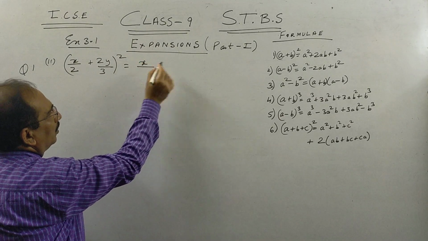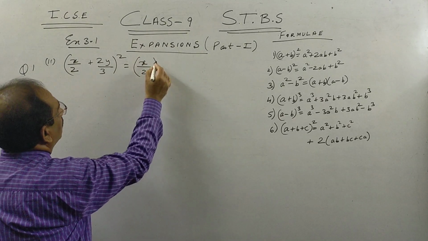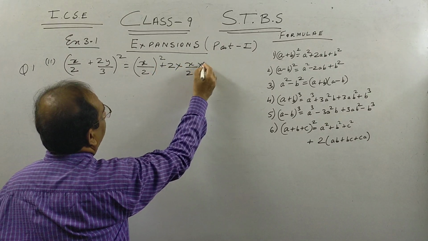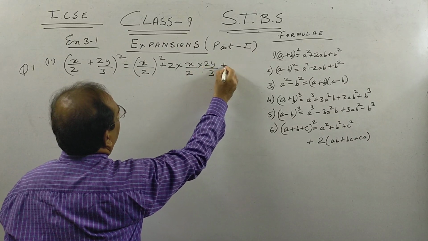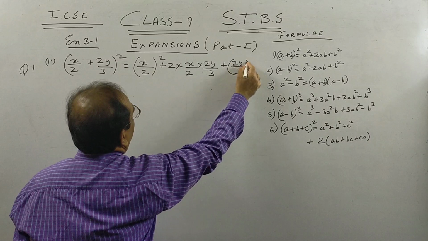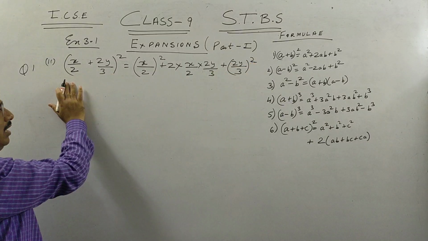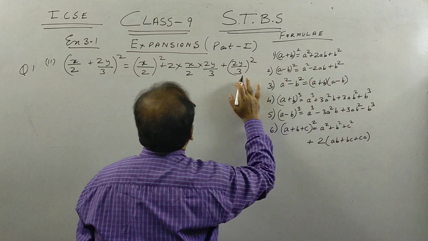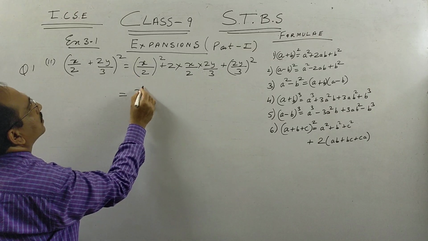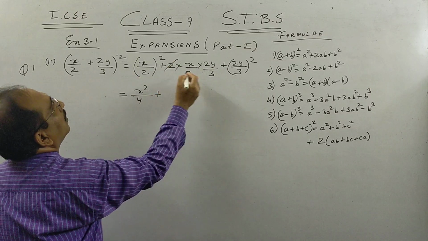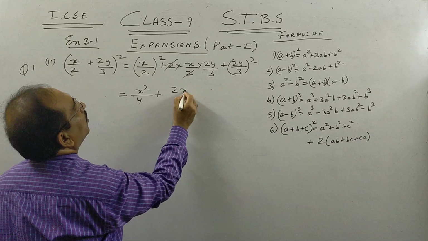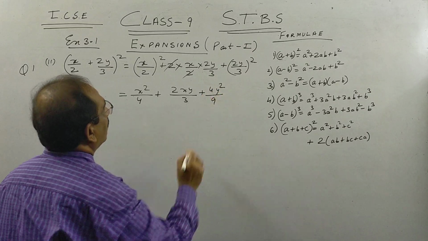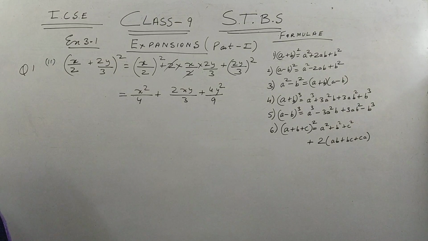So using formula number 1: first thing square plus twice the product of first thing into second thing plus second thing square. Once more, first thing square plus twice the product of first thing into second thing plus second thing square. Let us square it. 2 square becomes 4. This cancels. We get x square by 4 plus 2xy by 3 plus 4y square by 9. So this is our answer.